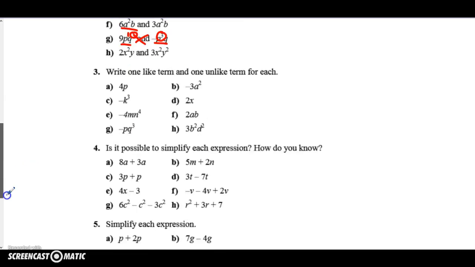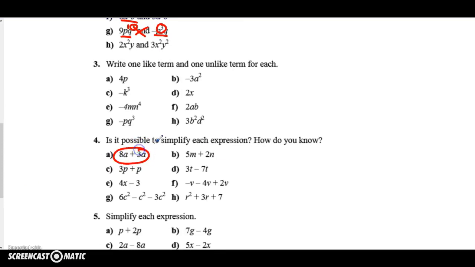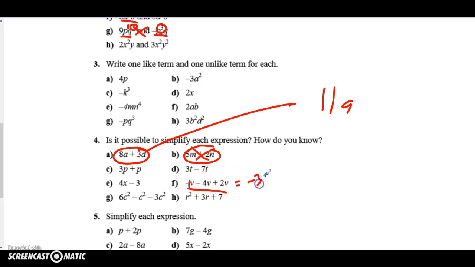Okay, collecting like terms, what you do is you add the numbers together. So for example, here, you can't do anything here, but let's look at this one here. This would just be 11a. I have 8a, 3a, put them together, 11a. Let's make it a little more complicated. Minus v minus 4v, so that's minus 1v. So I'm at minus 5v plus 2 will get me to minus 3v.